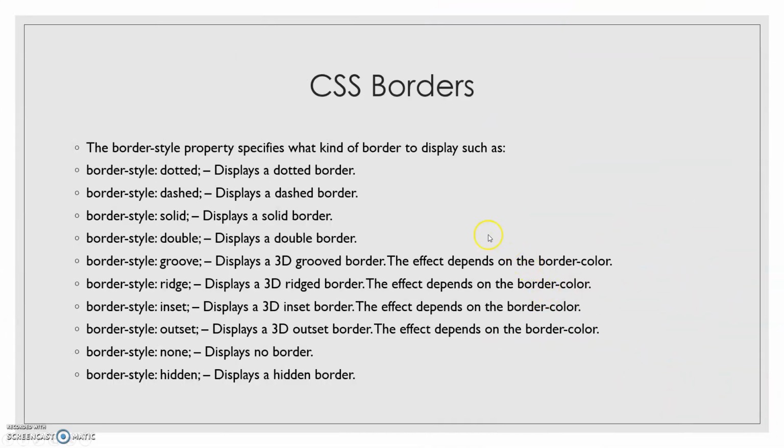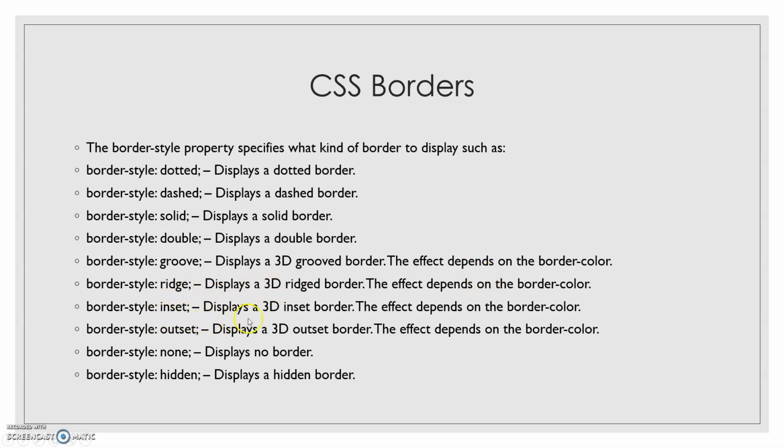CSS borders. So this is going to be the next one we're going to discuss. For the CSS border, we use a border style property which specifies what kind of border to display. And some of the borders that we can display are a dotted border, a dashed border, a solid border, a double border, a groove border, which displays a 3D grooved border, but the effect depends on the border color, as well as a ridge border. Same thing, it depends on the color of it to get our 3D effect.